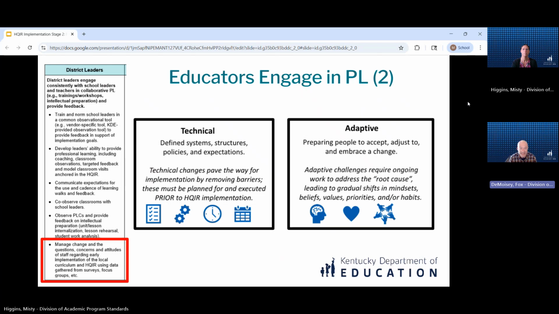Adaptive challenges, on the other hand, have to do with supporting people as they accept, adjust to, and embrace change. These challenges tend to be more ambiguous, to require more new learning and to involve more collective action, but addressing them brings extensive change over time. Within HQR implementation, addressing the root cause of educators not yet embracing change leads to gradual shifts in mindsets, beliefs, values, priorities, and/or habits. District and building leaders must both lead and be supported by work of both kinds, as they too will face technical and adaptive challenges in their roles.